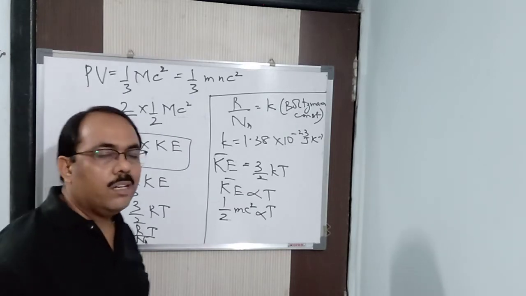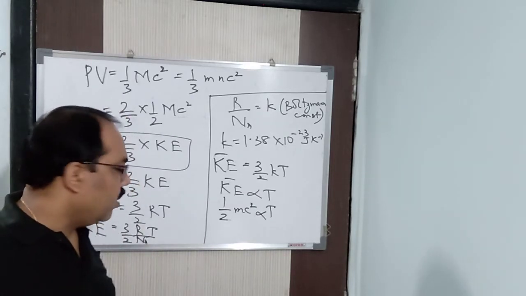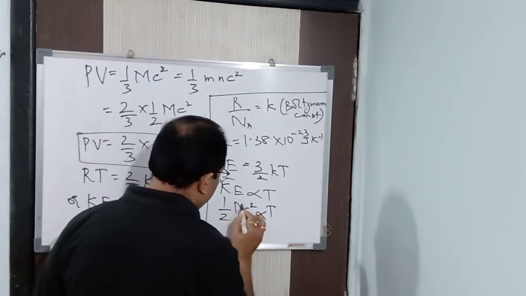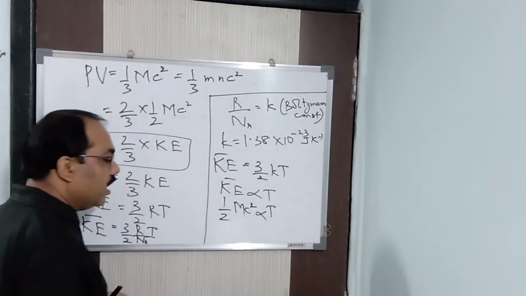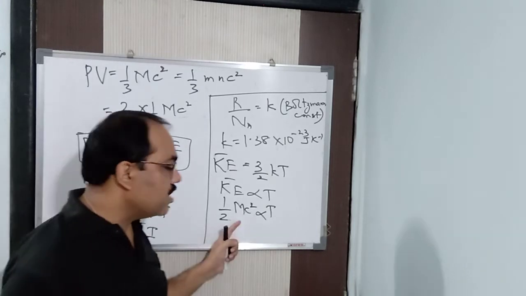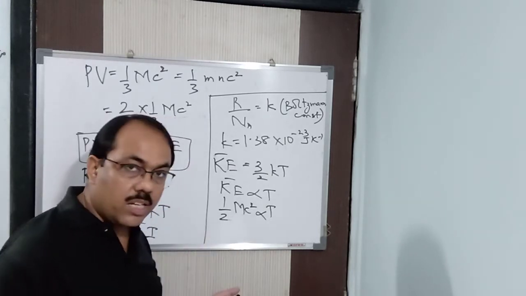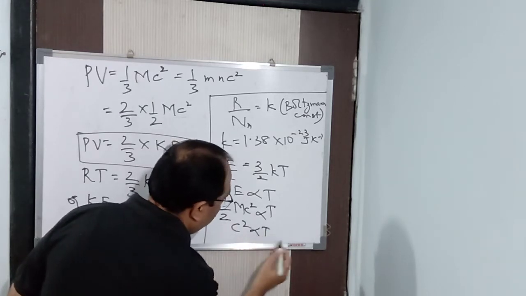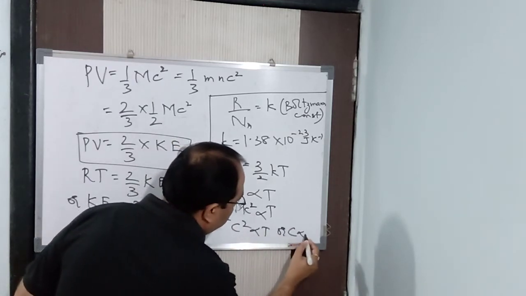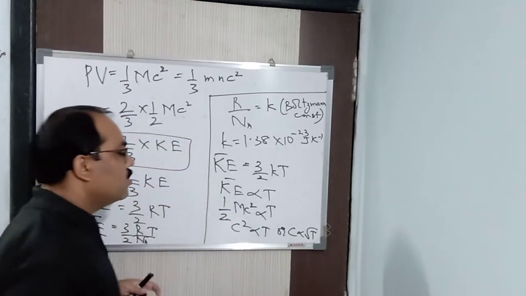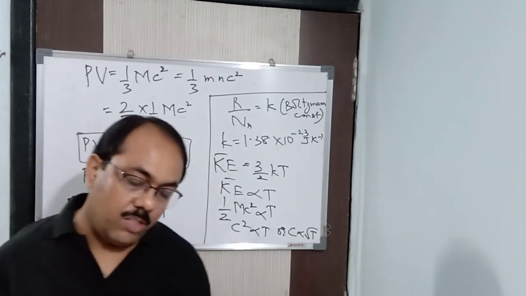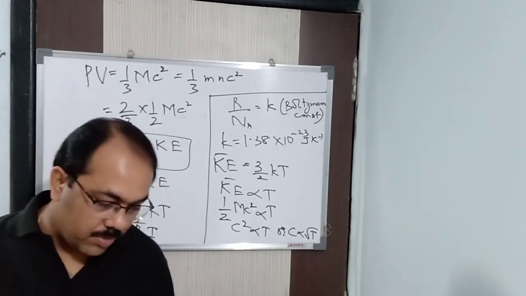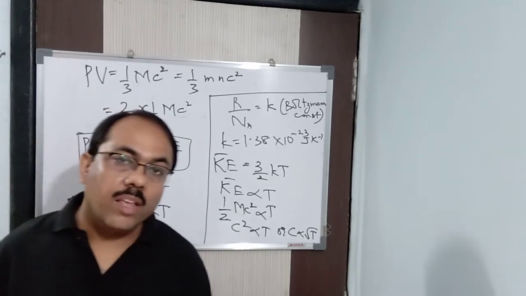Now for a particular gas, the mass remains constant. If you are getting confused, I am writing it as capital M, no problem. For a given gas, the molar mass is constant, and half is also constant. So as a result, c square is directly proportional to T, or c is directly proportional to the square root of absolute temperature.